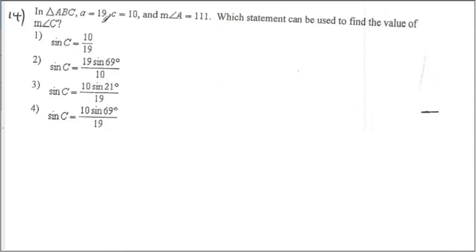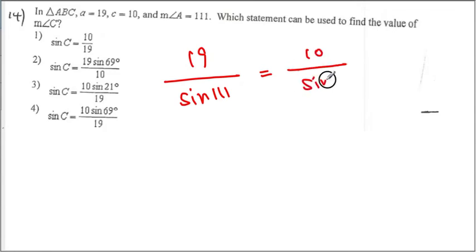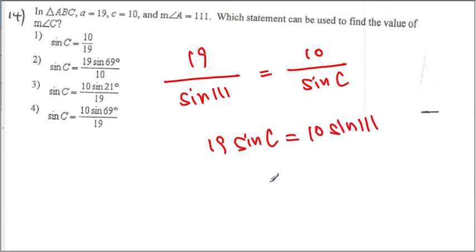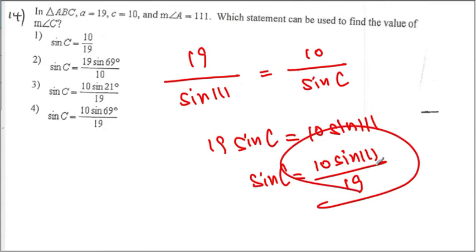Now, once again, we can use the law of sines here. We end up getting 19 over sine of 111 has to be equal to 10 over sine of c. From this setup, we can realize that 19 sine of c must be equal to 10 sine of 111. Sine of c must be equal to 10 sine of 111 over 19. That becomes our answer.